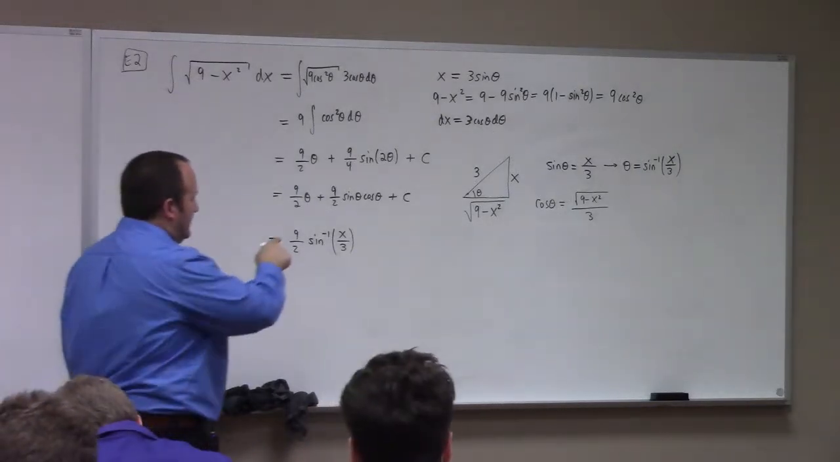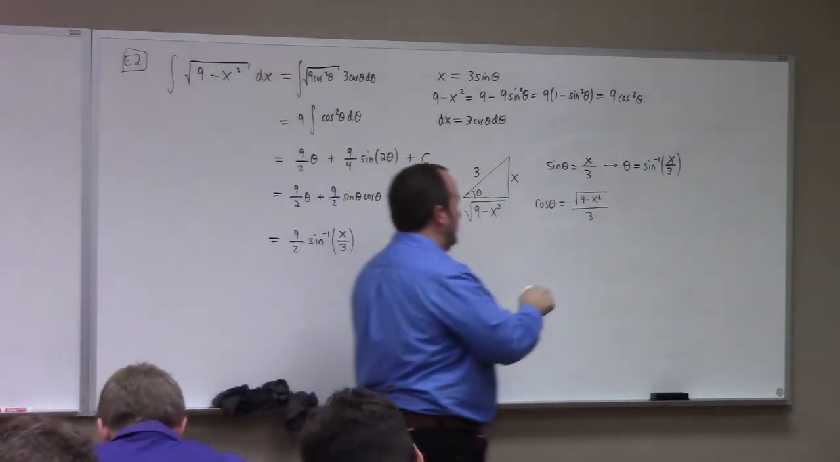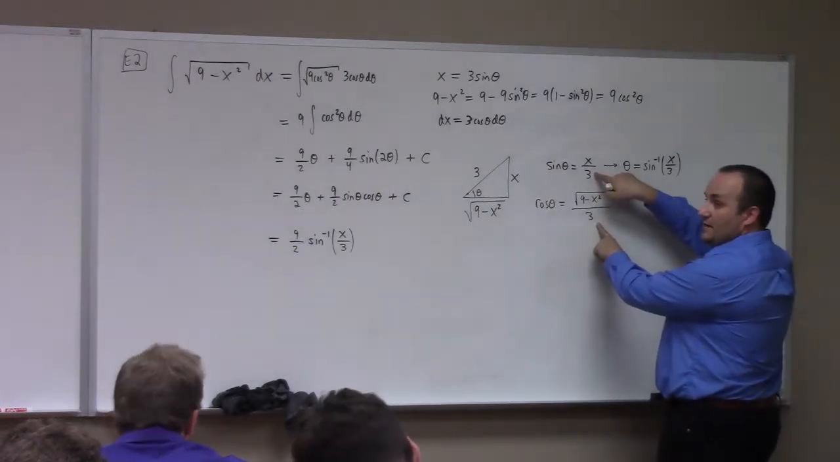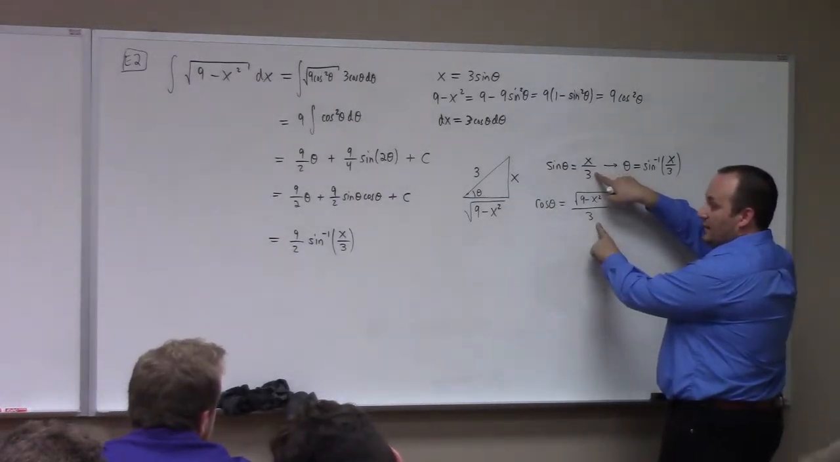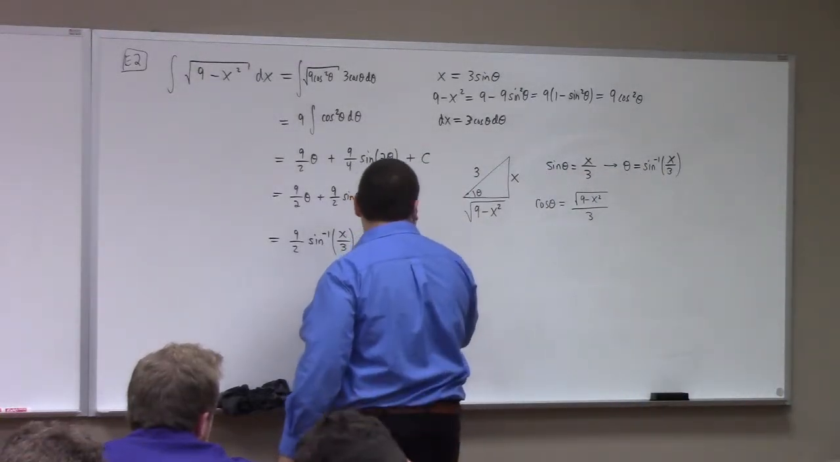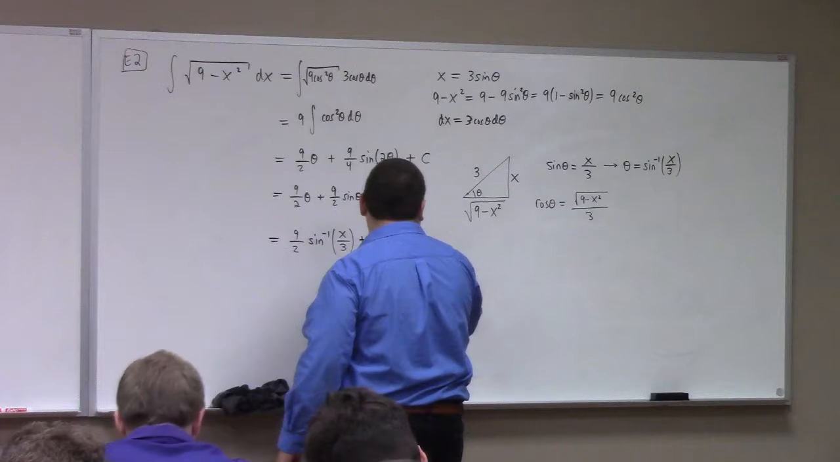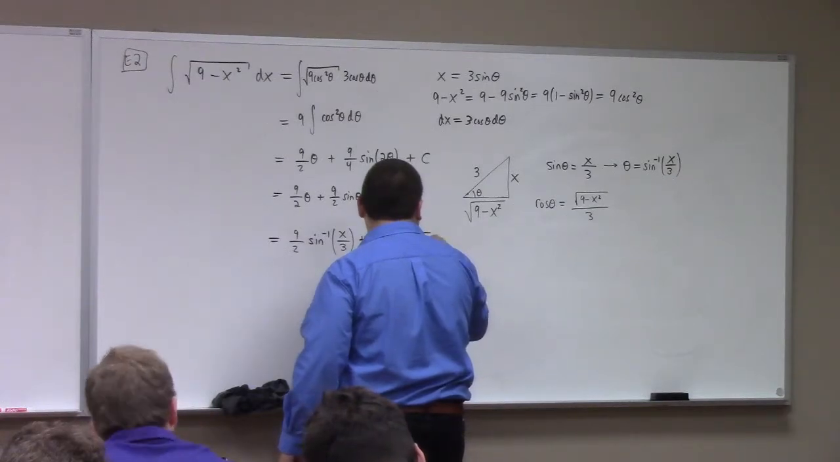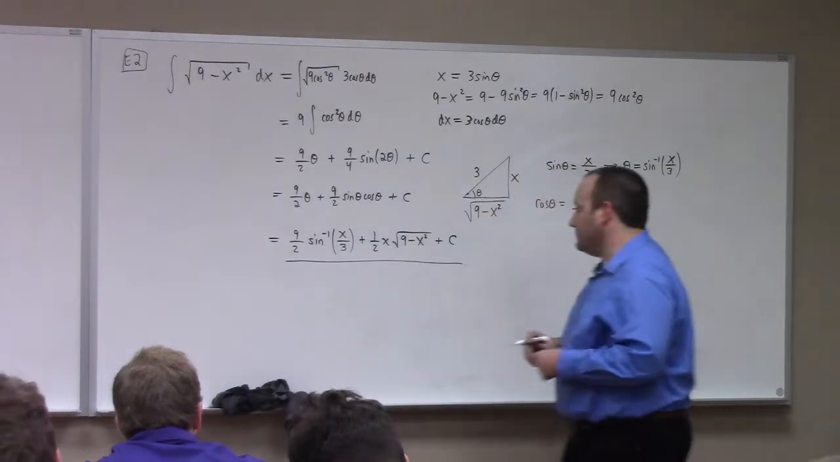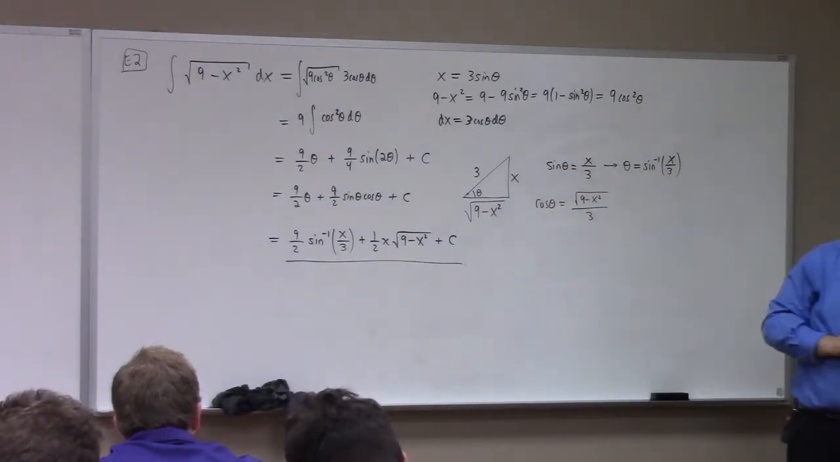There was a 9 halves, right? Which is kind of neat because this 9 cancels with the 3 and this other 3 from the sine and cosine. So I get 9 over 9, and I just have plus 1 half x times the square root of 9 minus x squared, plus a constant, of course, and there you have it. That's about as good as I can do.